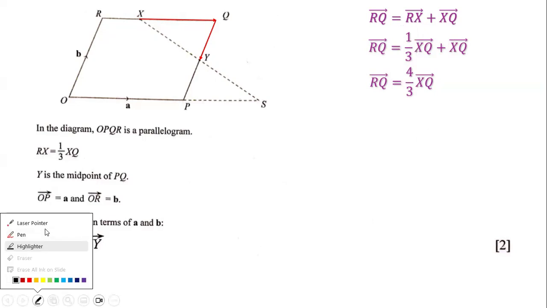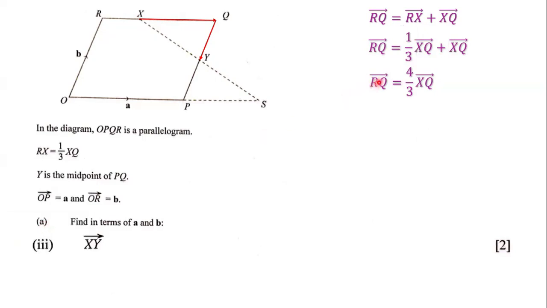And so what do we have now? We have RQ is equal to 4 over 3 XQ. Since we're trying to figure out what XQ is, we're going to multiply both sides of this equation by 3 over 4. We do that because we want to cancel this 3 with this 3 and this 4 with that 4. And so on this side, we'll just have XQ. And on the other side, we have 3 over 4 multiplied by RQ.